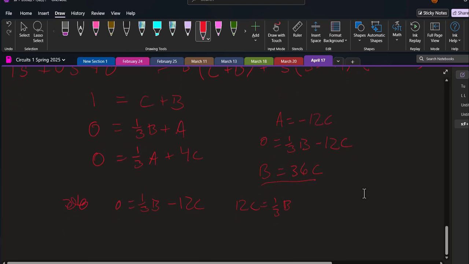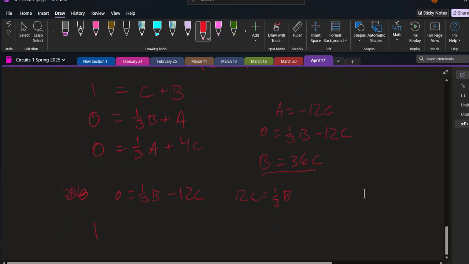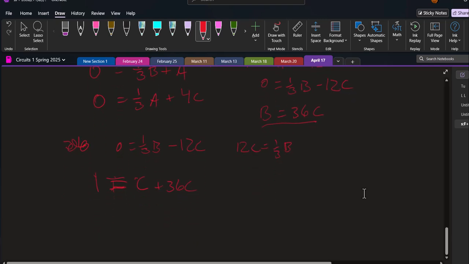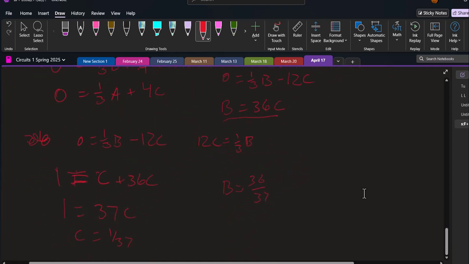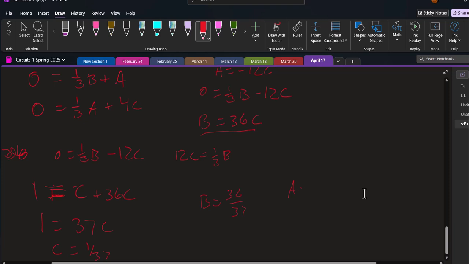And then I plugged into the first equation. So I have 1 equals c plus 36c, so 1 equals 37c. So c equals 1/37, which is a weird number. It is a weird number. And so b equals 36/37, and a equals negative 12/37.